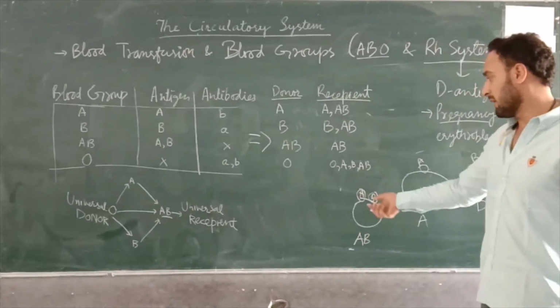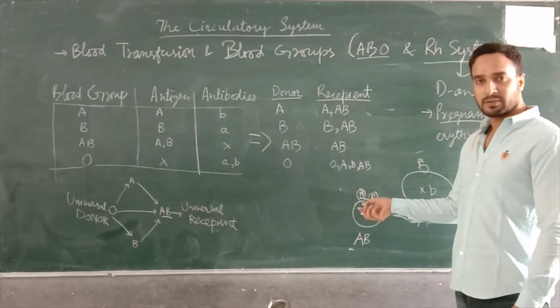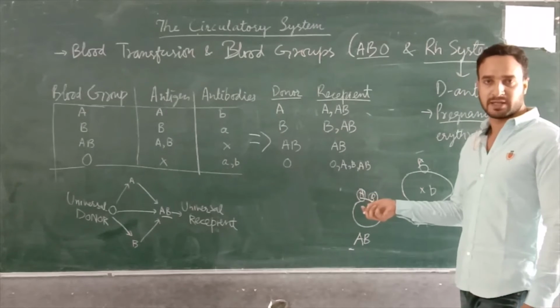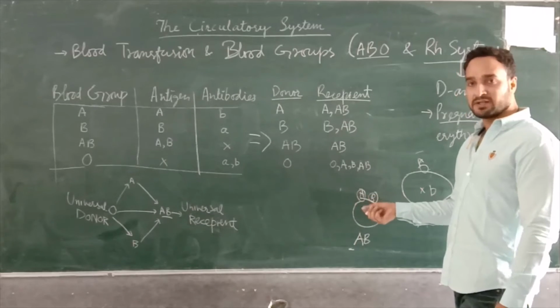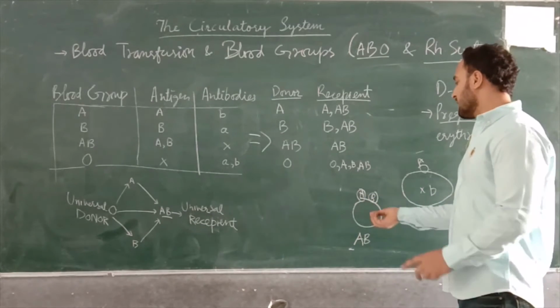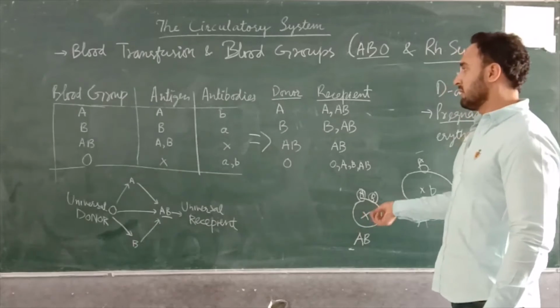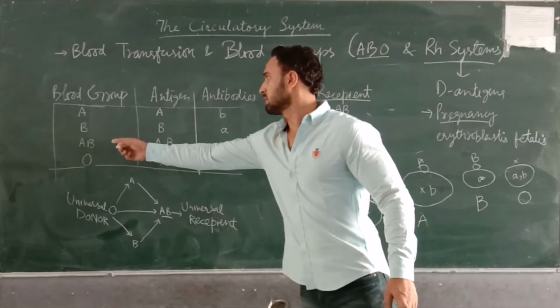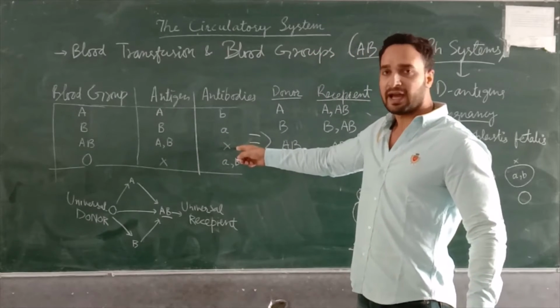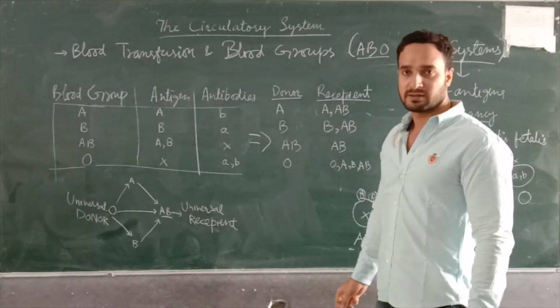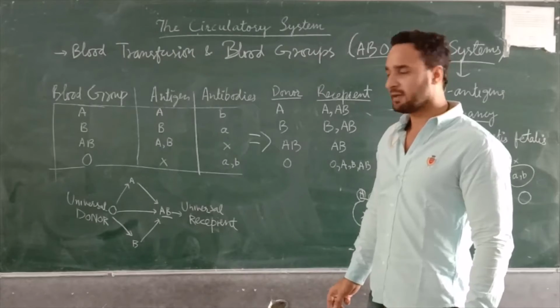Now look at the blood group AB. This is the AB blood group, because both antigens A and B are present here. Because it has both the antigens, it does not have any antibodies present on its surface, right?